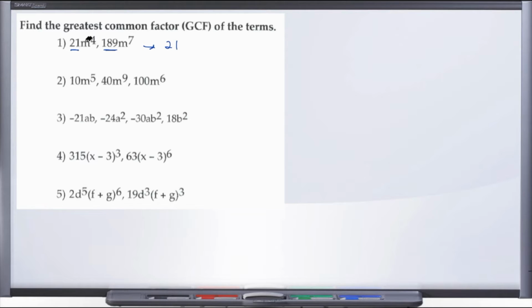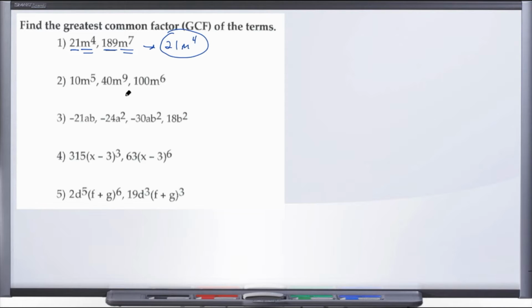Alright, so now that we've taken care of the number part, I move on to the variable part. And we're going to do the opposite of what we did with the number. With the coefficients, we took the largest number that goes into each of our coefficients. But now that we're dealing with our variables, we're going to take the smallest exponent. Well, we have the same base, m and m. What's smaller, 4 or 7? Well, obviously 4 is, right? So we're going to take out m to the 4th. And so 21m to the 4th is our GCF for number 1.